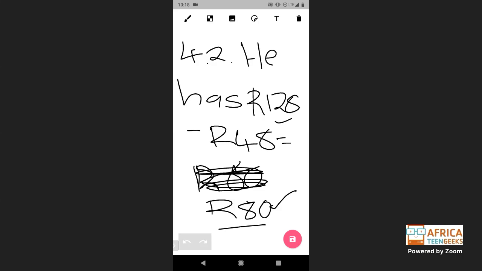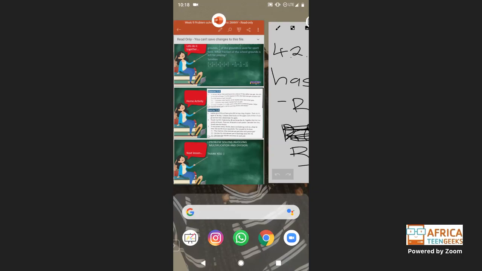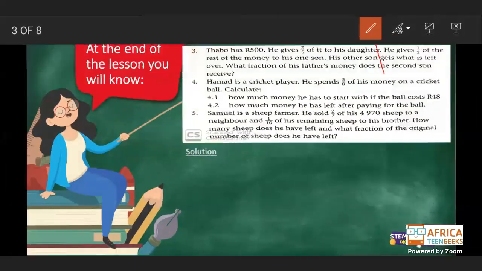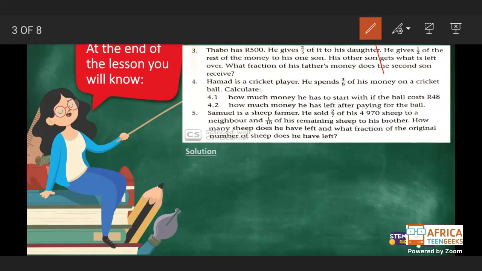Okay, so let's move on to the second question, which is our number 5. So number 5, we have Samuel. His name, the fourth one, his name was Hamad. Okay, we have Samuel in this case. So Samuel is a sheep farmer. Samuel has sheep. Good, good. Like guys, he's a good farmer.